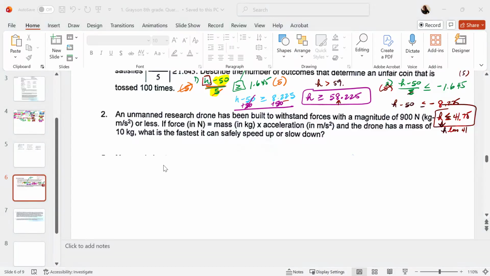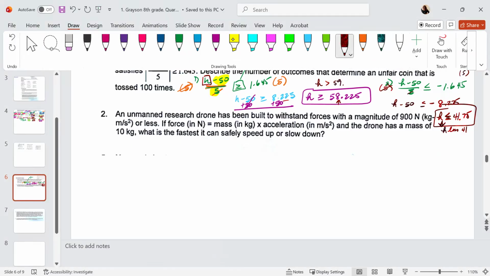Go ahead. An unnamed research drone has been built to withstand forces of the magnitude of 900 kilogram, it might be Newton, but whatever. Force is mass in kilograms times acceleration, and the drone has a mass of 10 kilograms. What is the fastest? Okay, so force equals mass times acceleration, right?